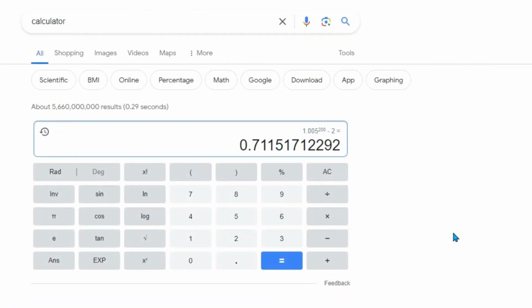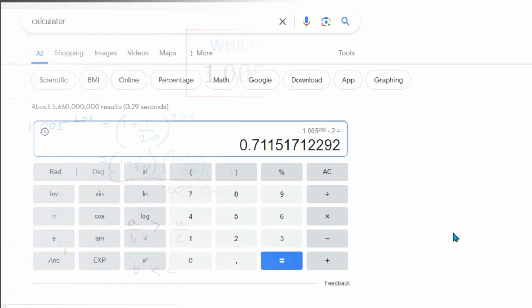And to double check that, what we can do is just plug it into a calculator to see that this is correct. And if we do 1.005 to the power 200 minus 2, we notice that the value we get is a positive number, and that really means that 1.005 to the power 200 is going to be bigger than 2.